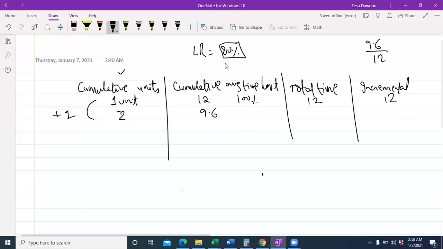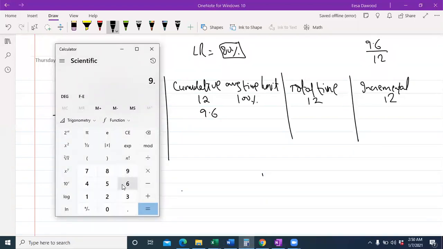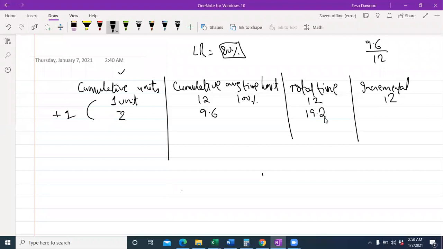So I was telling you that the cumulative average time per unit when two units were made together was 9.6. Now if I want to calculate the total time, it's going to be 9.6 into 2. So the total time for two units was 19.2. If I know the total time for the first unit and the total time for the two units, and I deduct the total time for the first unit from the total time for the two units, it will give me the time taken for the second unit.